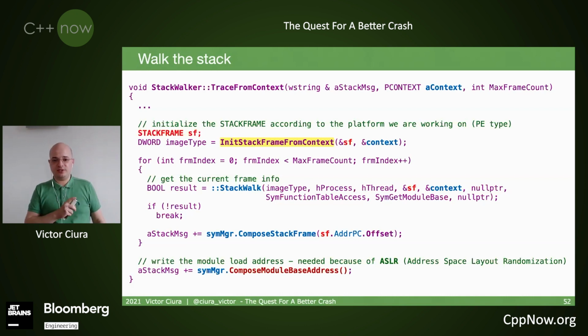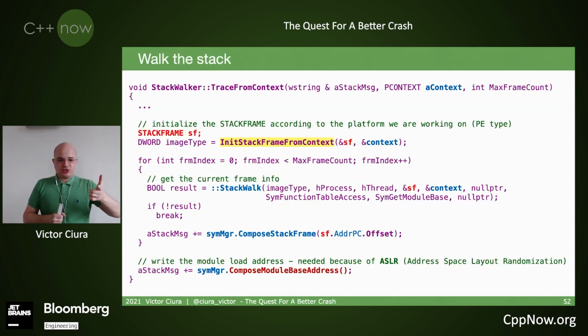The thread handle is very important, and at each step, this StackWalk API fills in the stack frame structure, the one highlighted in red there, and it gives the context to the API to handle the decoding, and we get function addresses, and we get the module's base address. We're going to see why the module base address is very important, because we're going to talk about ASLR and the complications that this introduces in our process.